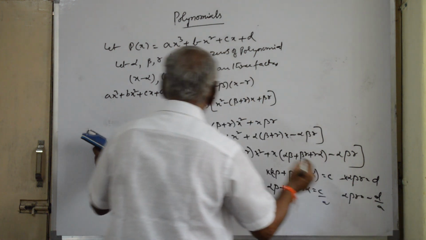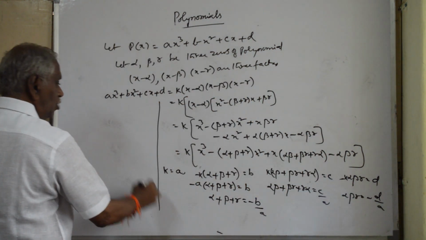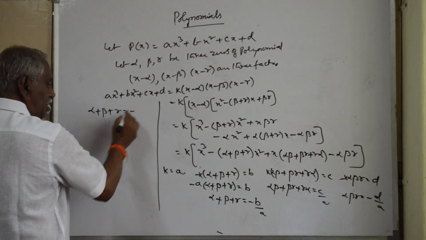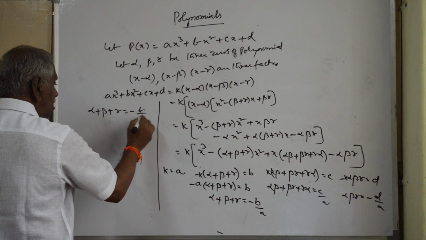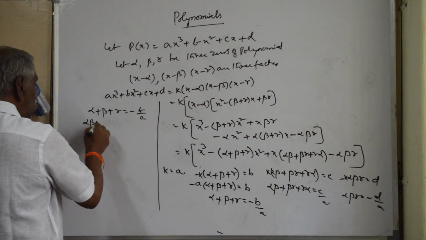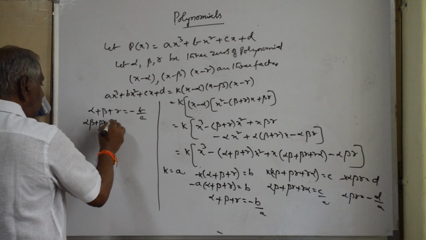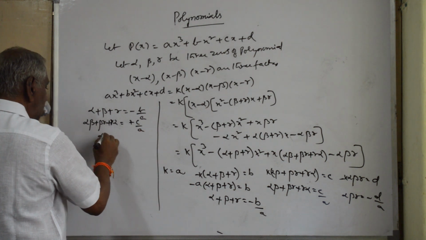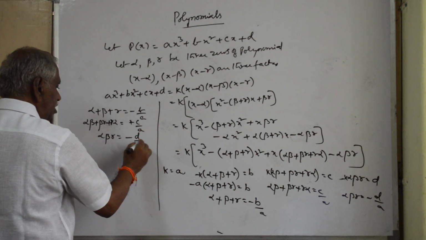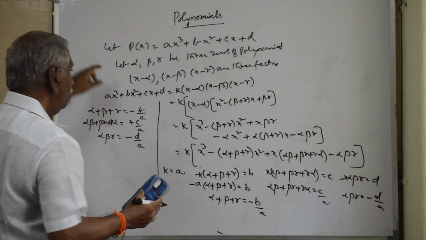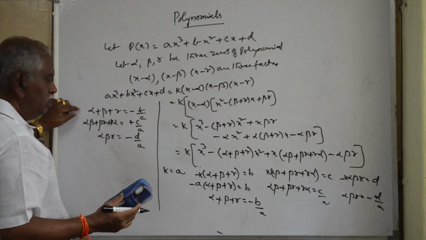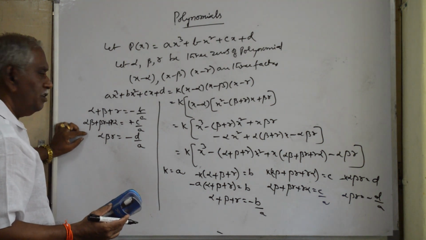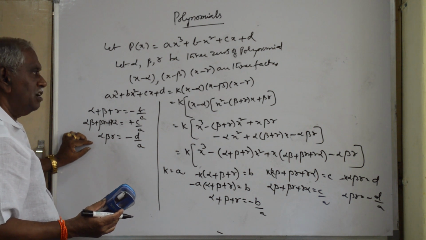So we can frame like this. You can frame this thing. Alpha plus beta plus gamma is equal to minus b by a, and alpha beta plus beta gamma plus gamma alpha is equal to c by a. Alpha beta gamma is equal to minus d by a. We can classify these things. So when alpha, beta, gamma are the zeros, we can frame that alpha plus beta plus gamma is equal to minus b by a, and alpha beta plus beta gamma plus gamma alpha is equal to c by a, and alpha beta gamma is equal to minus d by a.